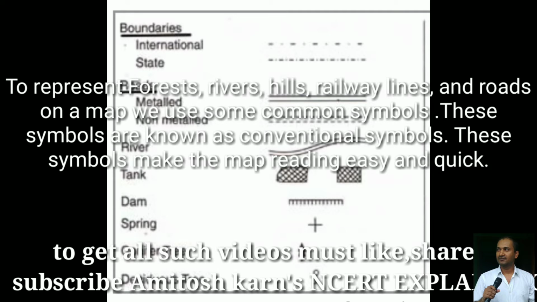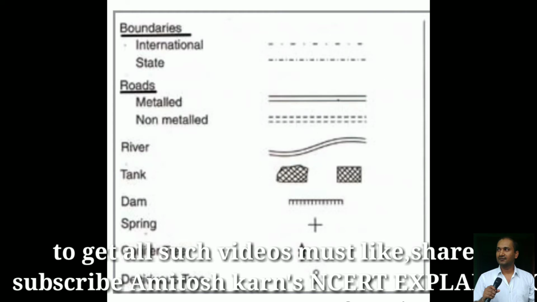In very simple words, to represent forests, rivers, hills, railway lines and roads on the map, we use common symbols. These symbols are known as conventional symbols. These symbols make map reading easy and quick.